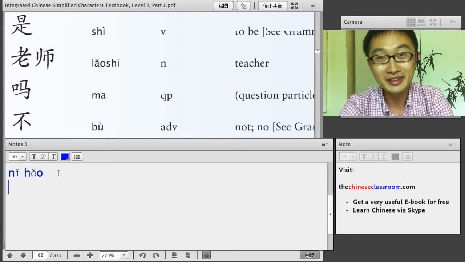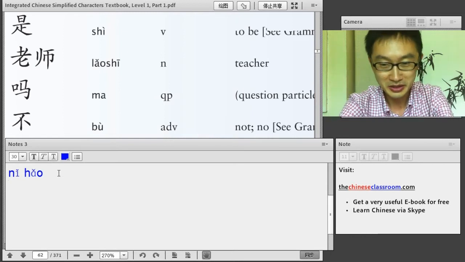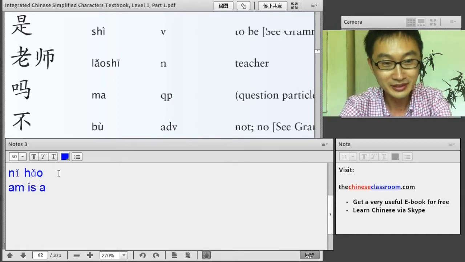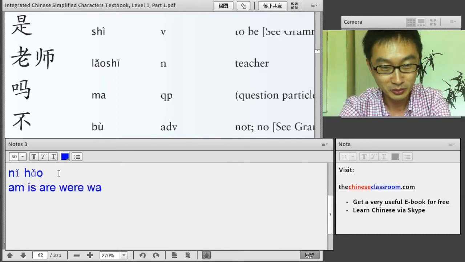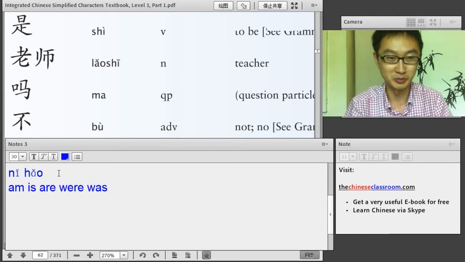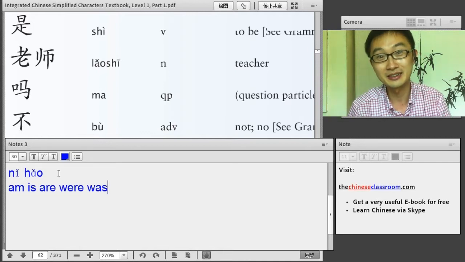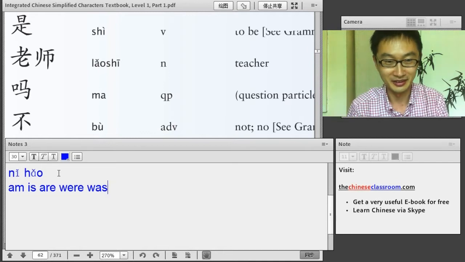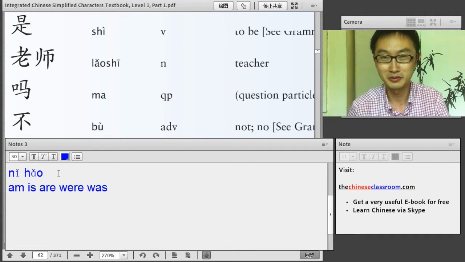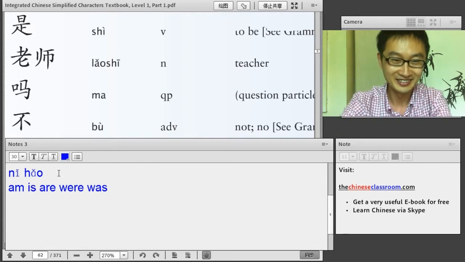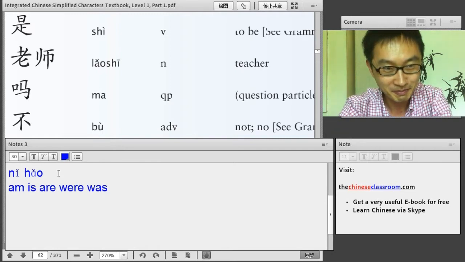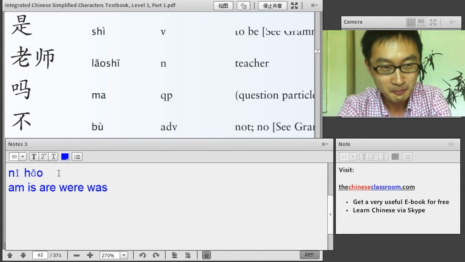是 means to be. In English, to be could be am, is, are, or were, was. There are different forms. Could be past tense. It depends what kind of people, I or he, they are different. But in Chinese, only one word. It's 是. Only 是. That's why some people said Chinese is easier than English, which I agree. Yeah, sure. Okay. So 是 is to be. It will never change.